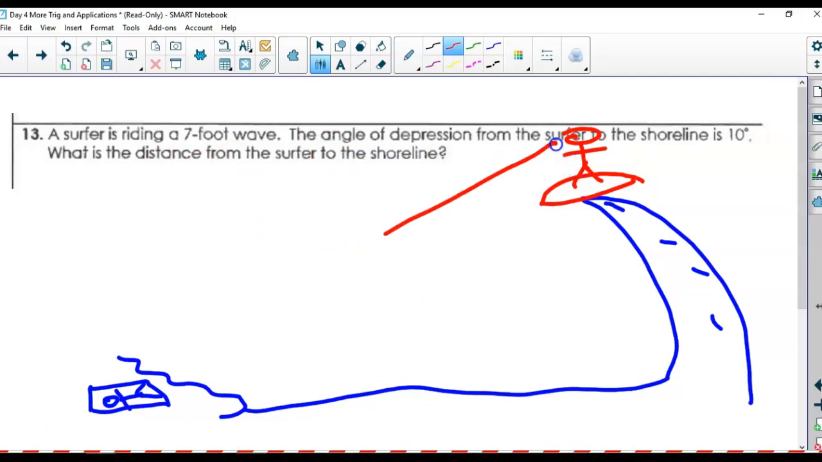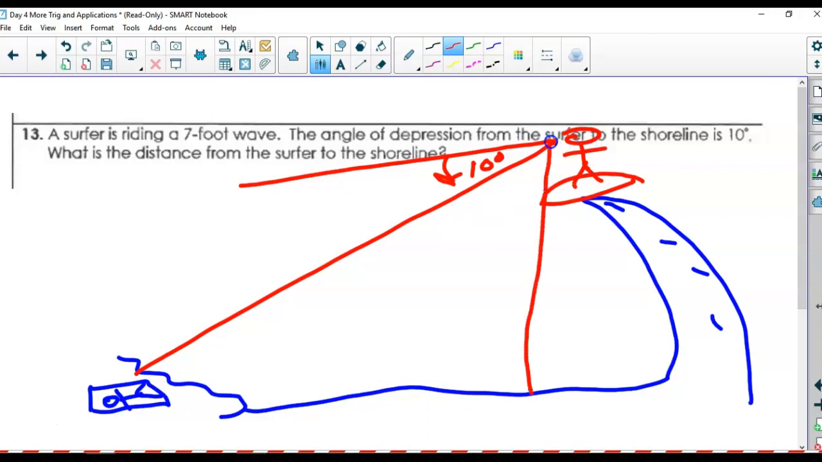Really bad drawer. The angle of depression from the surfer to the shore is 10 degrees. Now, where does the 10 degrees go? Remember, it's got to be from the horizon straight out down. That's not a very straight line, but 10 degrees is there. So if we draw this triangle in, the 90 is down here, and if we use alternate interior angles, pretending that I can draw parallel lines, this would also be a 10-degree angle of elevation for him to look up.